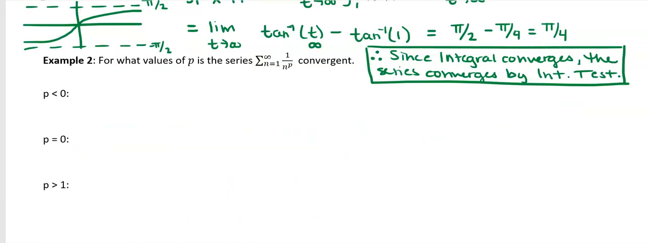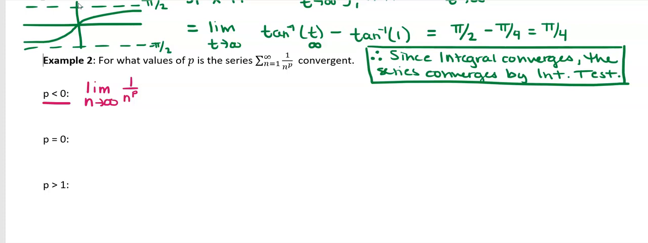Now let's look at example 2. For what values of p is the series 1 over n to the p convergent? So we need to look when p is less than 0. So let's start with the test for convergence. So if we were to take the limit as n approaches infinity of 1 over n to the p, now let's remember that our p-values are less than 0, so that would mean they are negative.